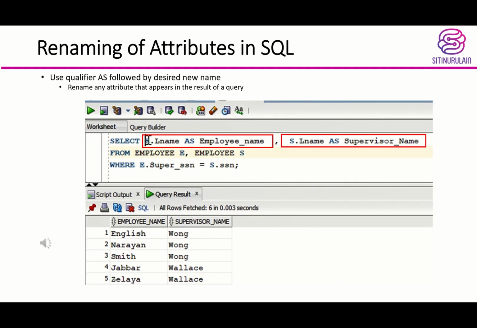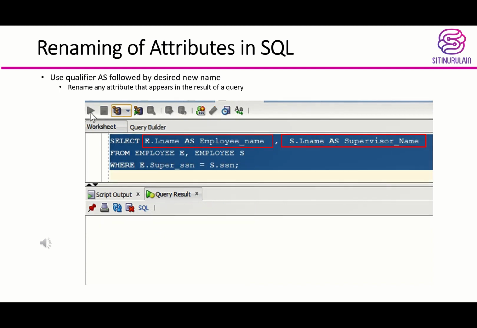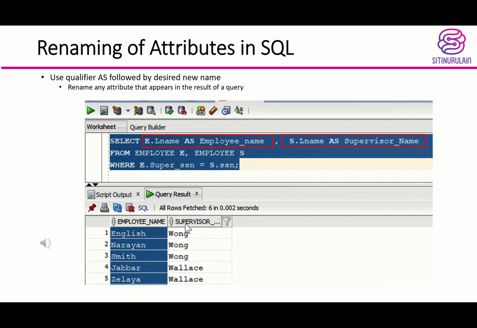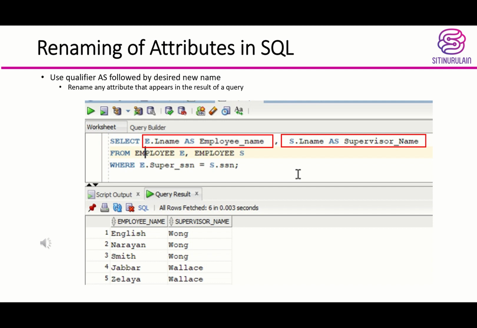You can rename columns or attributes in SQL by using a column qualifier as shown in the slide. Two or more object tables might contain columns with the same name. One reason for qualifying a column name is to designate the table from which the column comes.